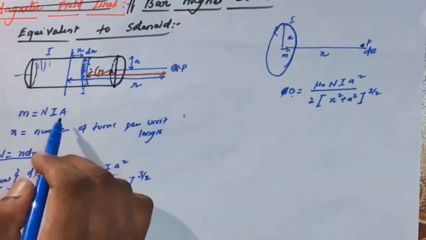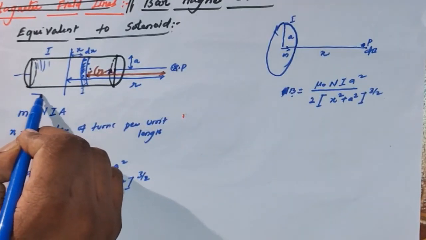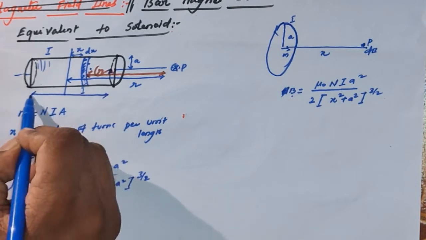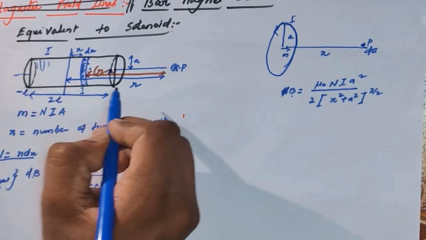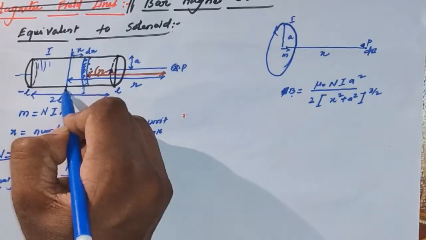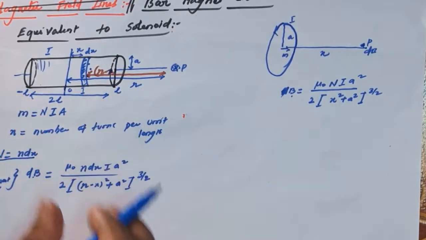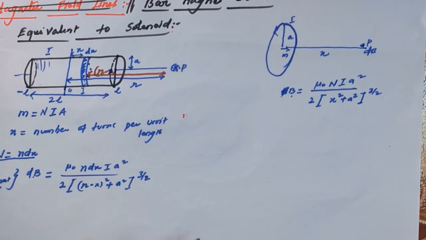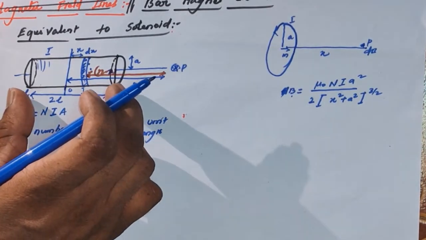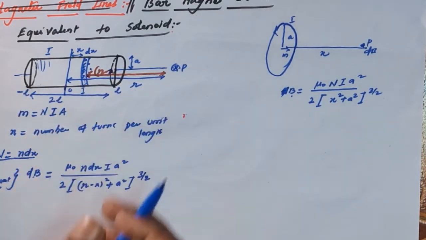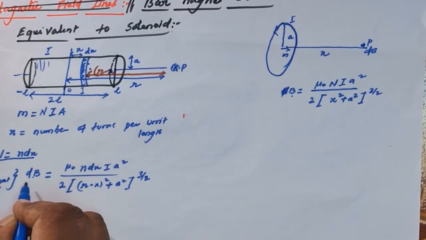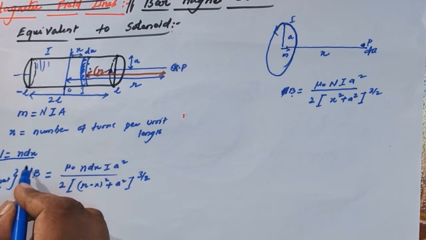What is the magnetic field B? Here we have taken the solenoid length as 2L. Suppose the starting point is minus L, the ending point is plus L, the center is 0, and the total length of the solenoid is 2L. Now we are going to evaluate the net magnetic field at a point P due to the whole solenoid. So for that we are going to take the integration on both sides.